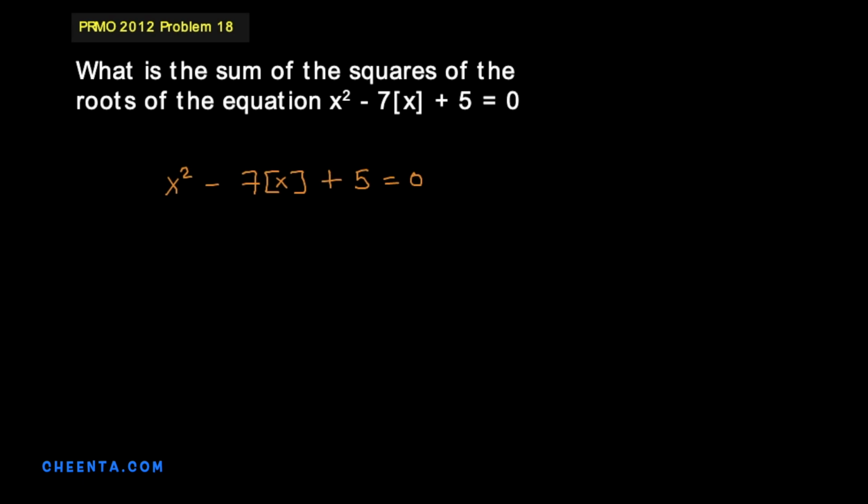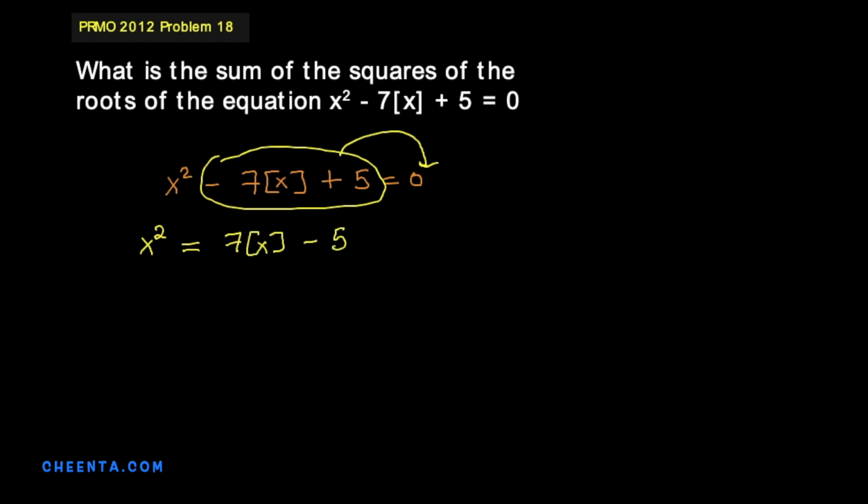So we have this equation x squared minus 7 times the integer part of x, or the greatest integer function of x, plus 5 equals 0. And we want to find the sum of the squares of the roots of this equation. It's a very curious looking equation, and we already said in the last video to take this part to the right hand side. So x squared equals 7[x] minus 5.